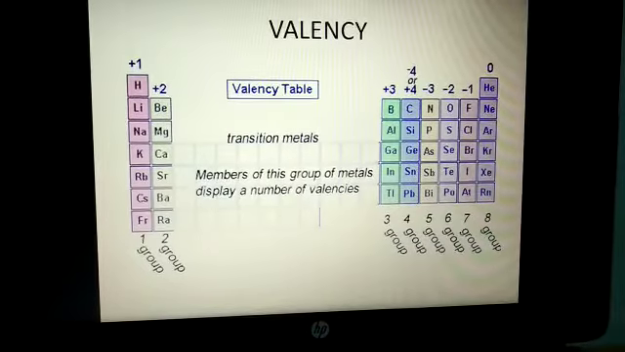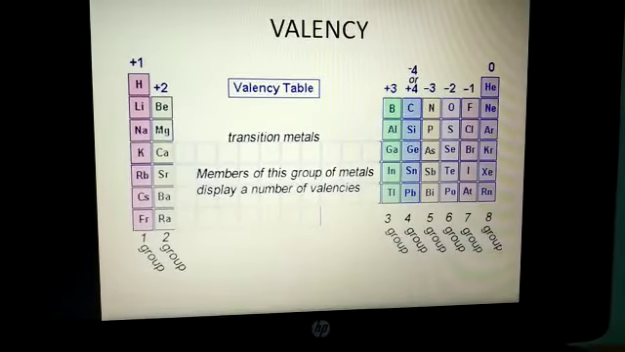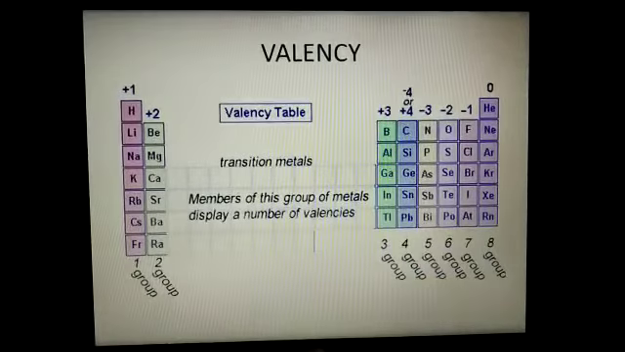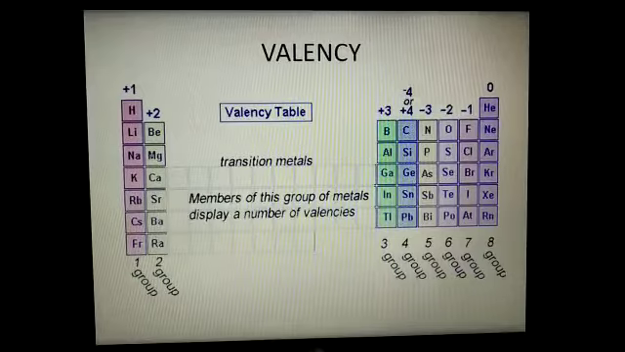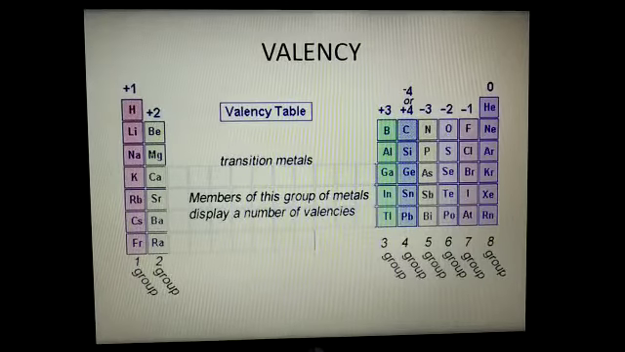For the 14th group, the valency is 4 because it can share 4 electrons, because it will be difficult for the 14th group elements to lose or gain 4 electrons. Therefore, they make bonds by sharing of electrons. So the valency is 4.